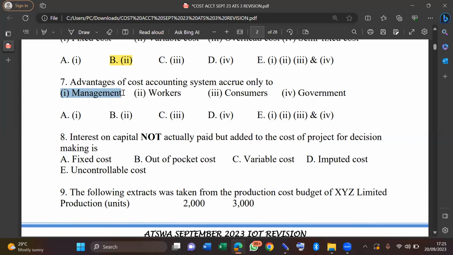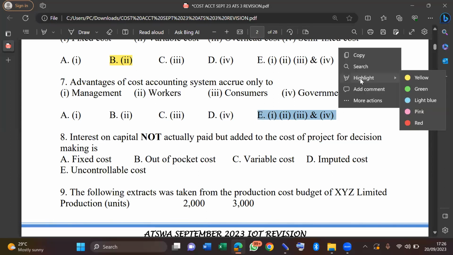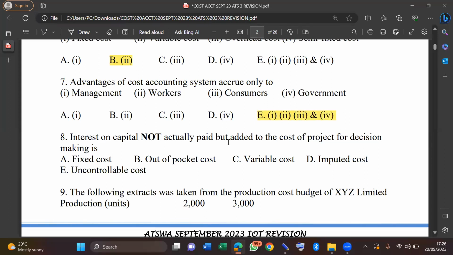Management is for A, workers is for B, consumer is for C, government is for D, E is all the above. Which one is correct? E. Management, A. Cost accounting is concerned with all of the above.